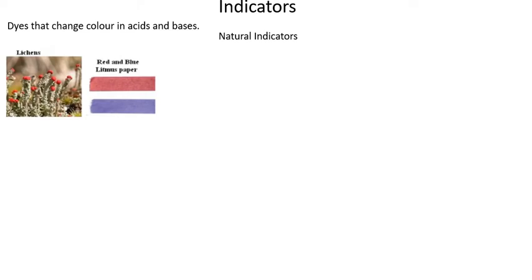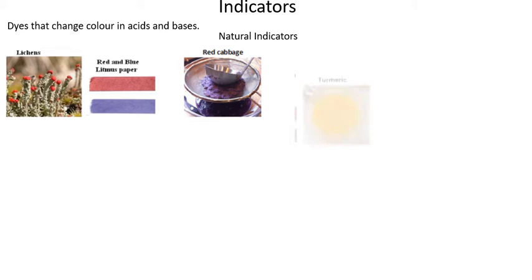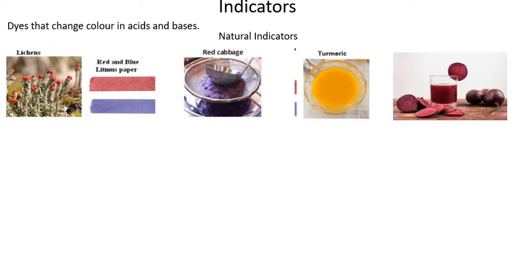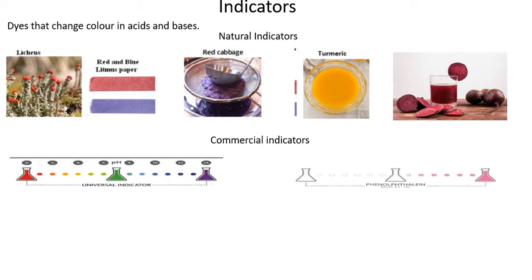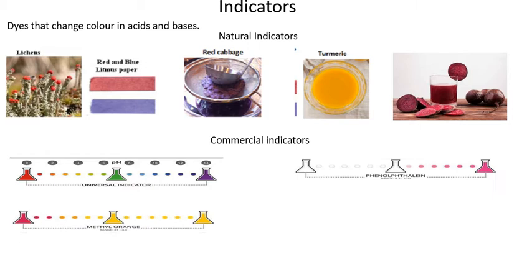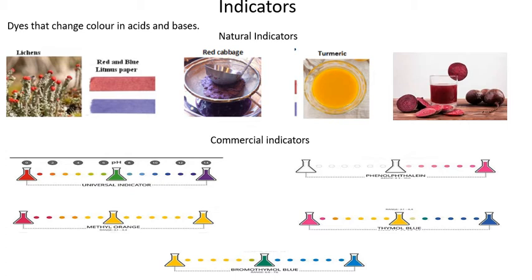Indicators. What are indicators? Indicators are dyes that change color in acids and bases. We have natural indicators such as red and blue litmus paper, red cabbage, turmeric, and beetroot juice. Commercial indicators include universal indicators, phenolphthalein, methyl orange, thymol blue, and bromothymol blue, to mention a few.